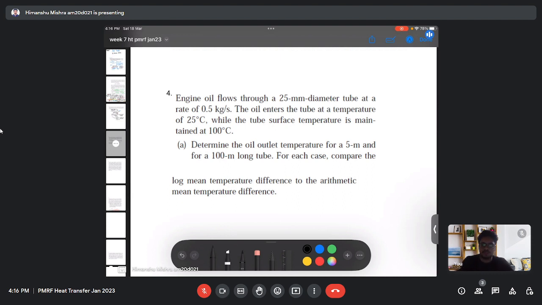So we have given an engine oil flows through a 25 diameter tube at a rate of 0.5 kg per second, and the oil enters the tube at a temperature of 25 degrees Celsius, while the tube surface temperature is maintained at 100 degrees Celsius. So we need to determine the outlet temperature for a 5 meter, 100 meter long tube. For each case, compare the log mean temperature difference to the arithmetic mean temperature difference.